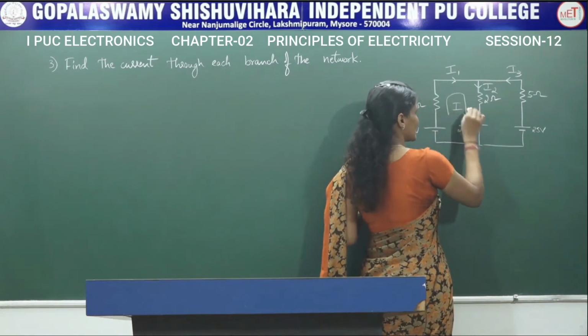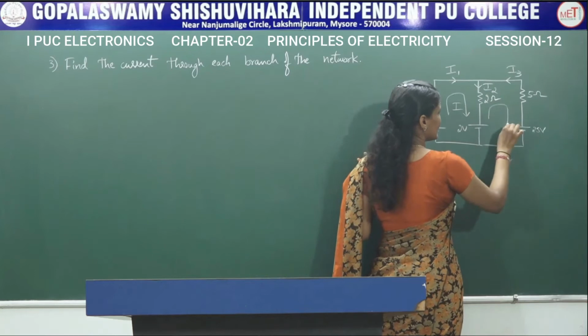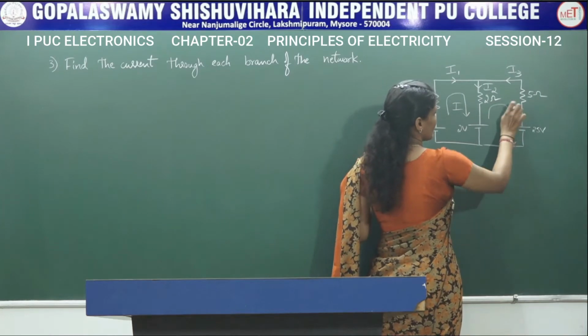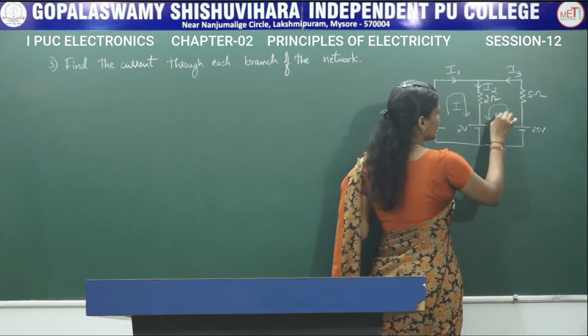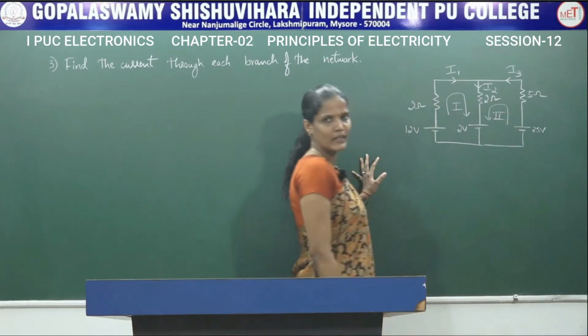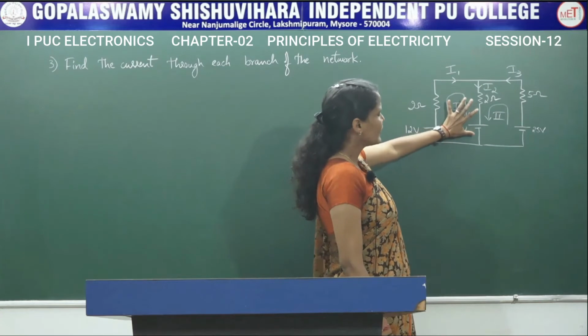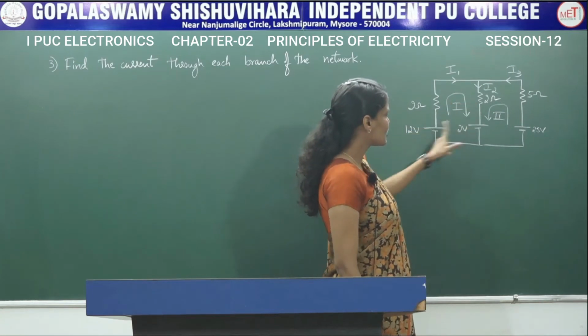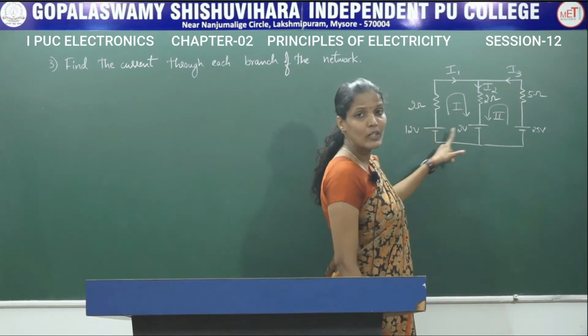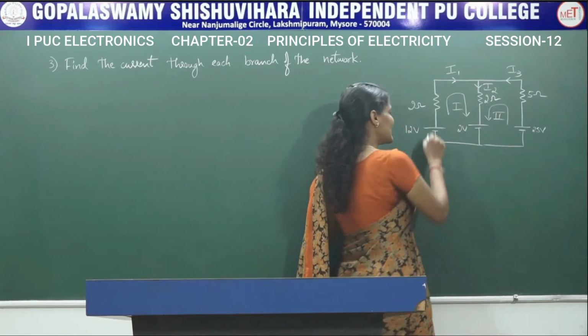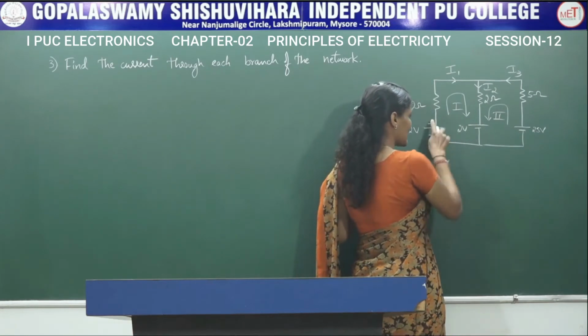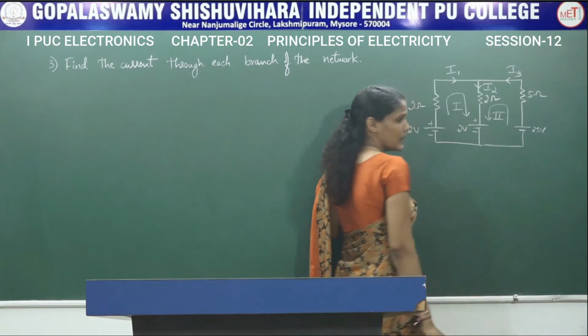Let us call this the first loop, and the other direction we consider as the second loop. So now let us consider only the first loop. If you look into this first loop, you have two EMFs. One is 12 volts, the other one is 2 volts. Let us mark these potentials plus minus plus minus.